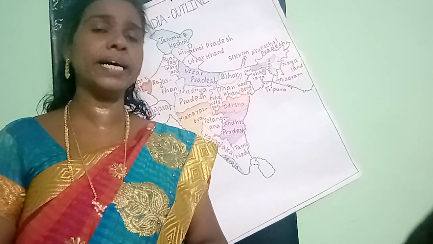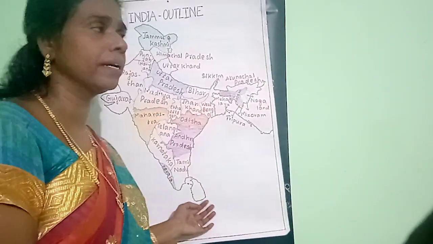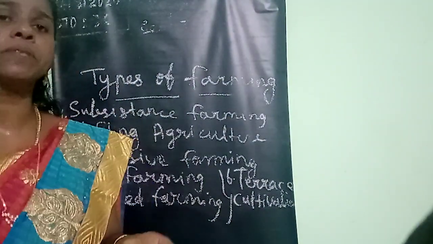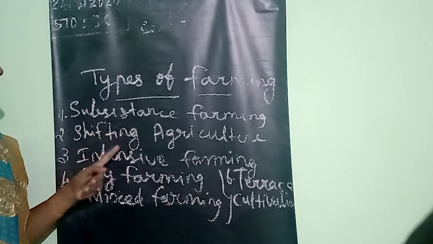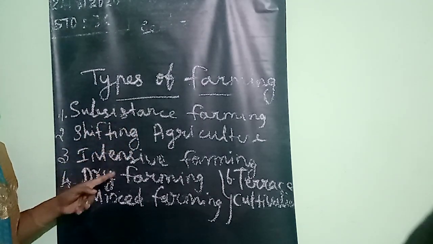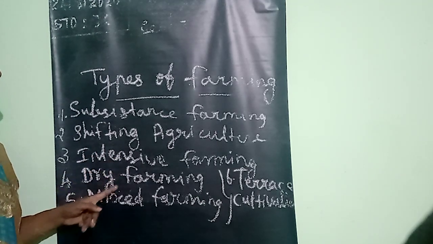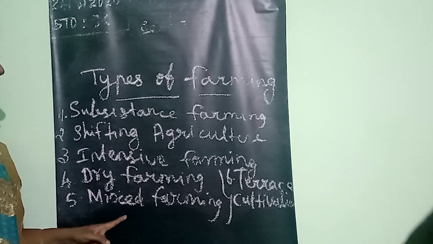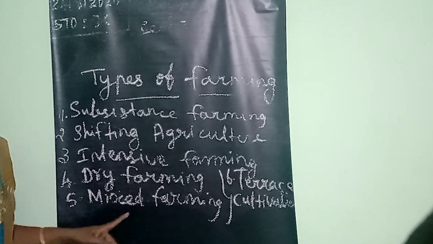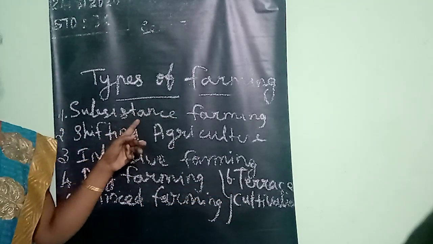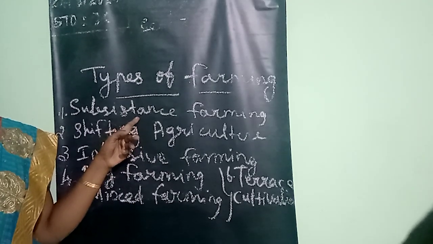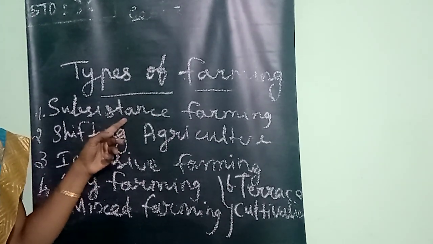Okay students, now can you understand about the different types of farming? Now I am going to recall them. There are 6 types of farming practiced in India. The first one is subsistence farming. Second is shifting agriculture. Third is intensive farming. Fourth is dry farming. Fifth is mixed farming, and the last one is terrace cultivation.